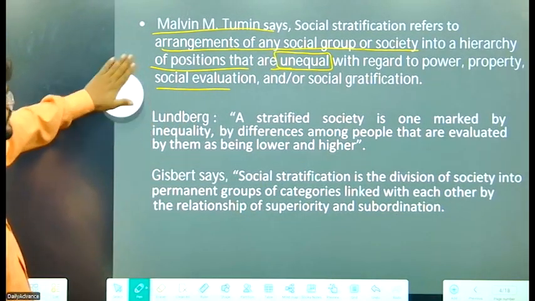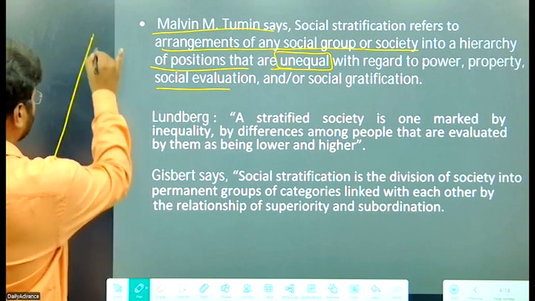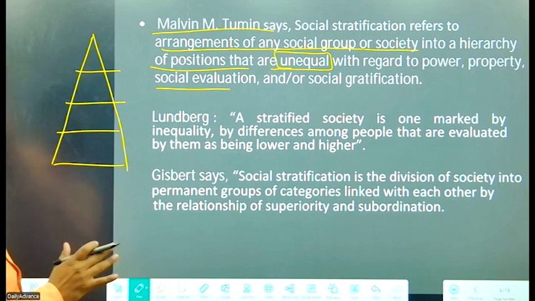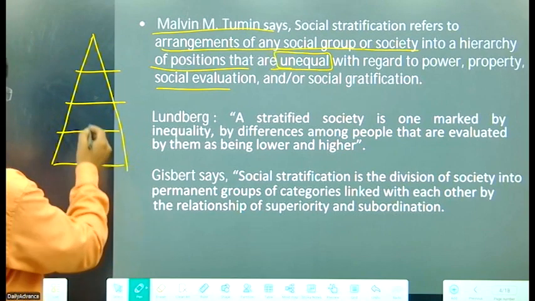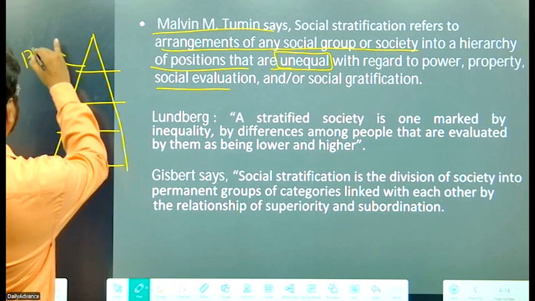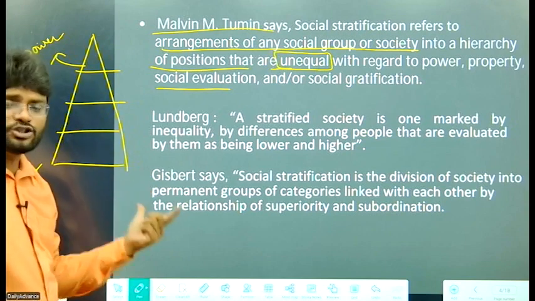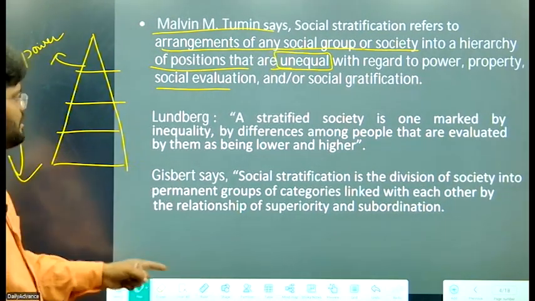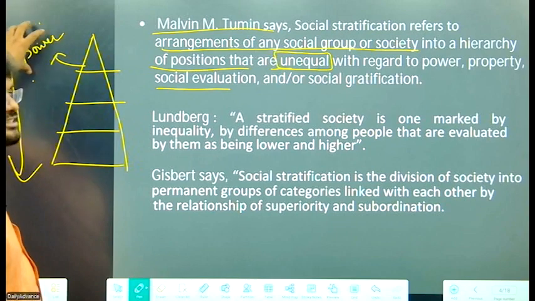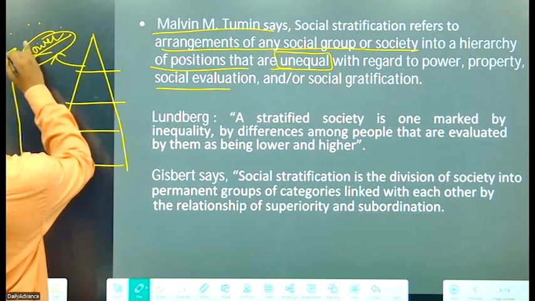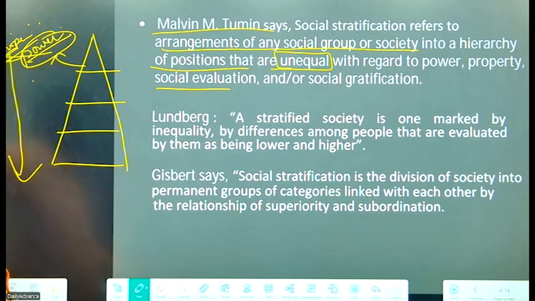So here you can see it is a hierarchy. This is the hierarchy; groups are arranged. With respect to power, the top group has the highest power. The power declines as it comes down. The bottom group has the least power, privileges, as well as rewards. The highest group is politically strongest; they have all the power concentrated in their hands. The property also: these political people also control a lot of property. Property ownership declines as it comes to the bottom of the layers.